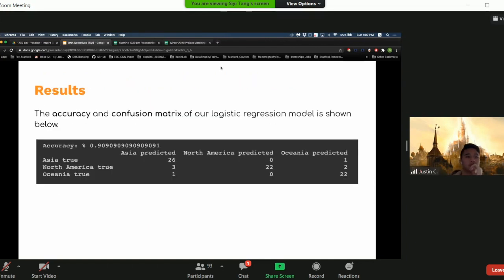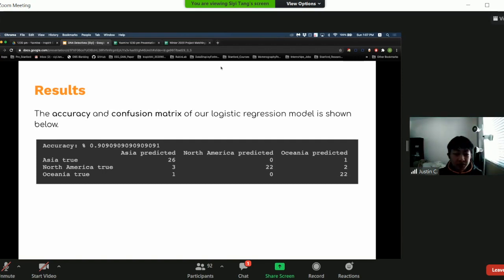So the results. Below is a confusion matrix that shows the accuracy of our first logistic regression model, and it's around 91% for our training and testing data. For example, it predicted there were 27 genomes that came from Asia, and it predicted 26 of those 27.